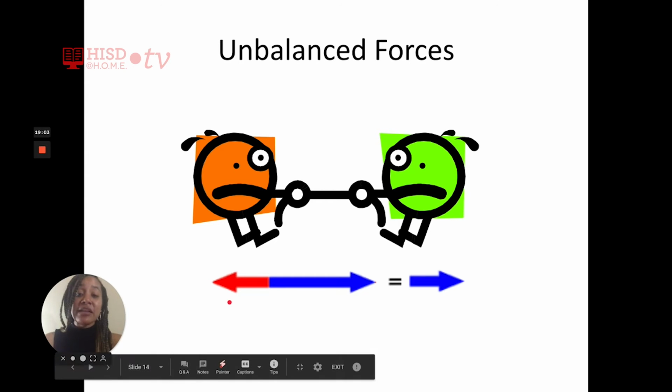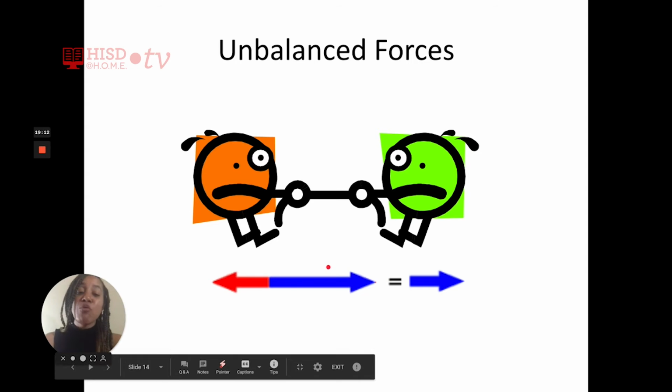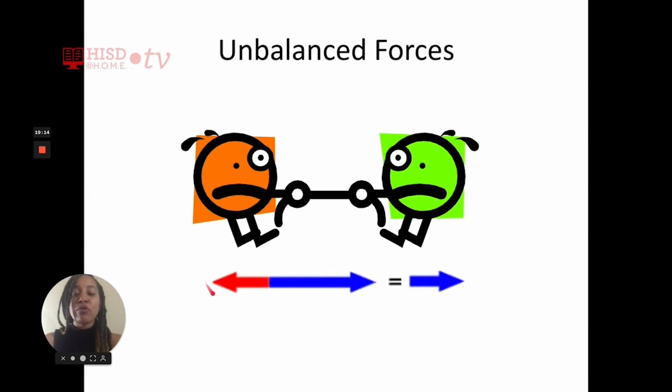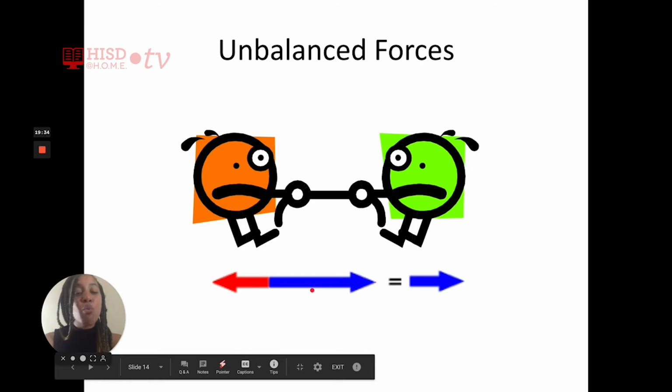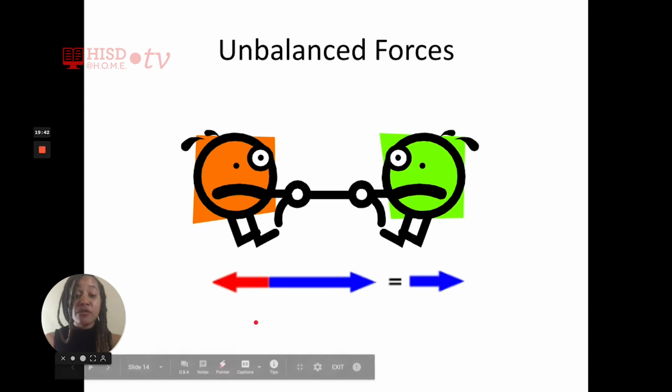Another example of unbalanced forces. Here, the red arrow is smaller, therefore it has a smaller force. The blue arrow is larger, moving to the right. The red arrow is smaller, moving to the left. Because the arrows are moving in opposite directions and they are unequal, the object is going to move in the direction of the larger force. The larger force in this example is the blue arrow moving right. Therefore, these two people will move towards the right in the direction of the larger force.